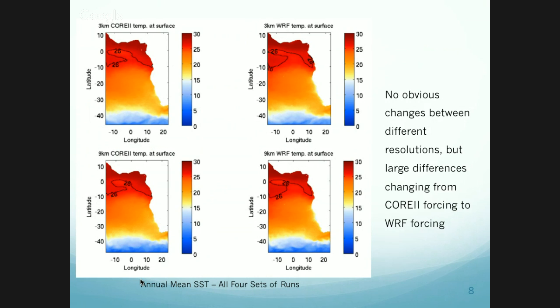Comparing between different resolutions, we actually see that the SST features are not very different, changing from 9-kilometer to 3-kilometer. Only that we noticed that along the equator, the cold tongue in the 3-kilometer run has a relatively larger area than the 9-kilometer.